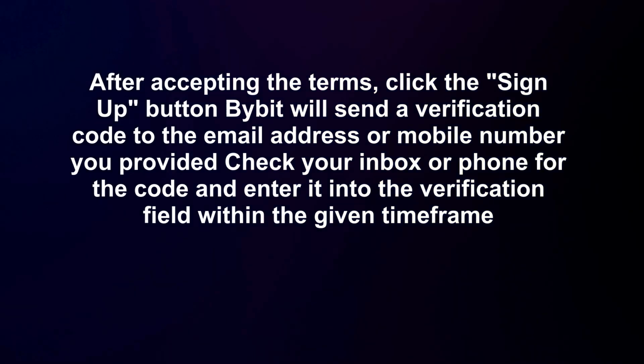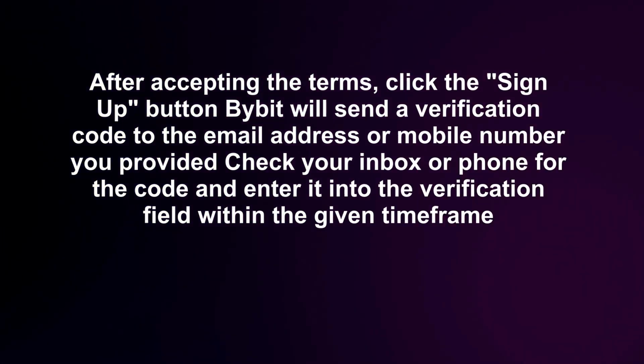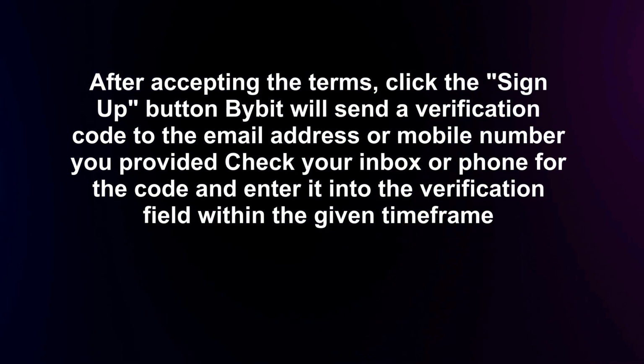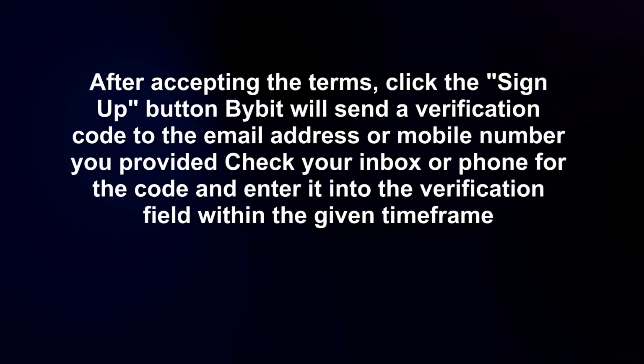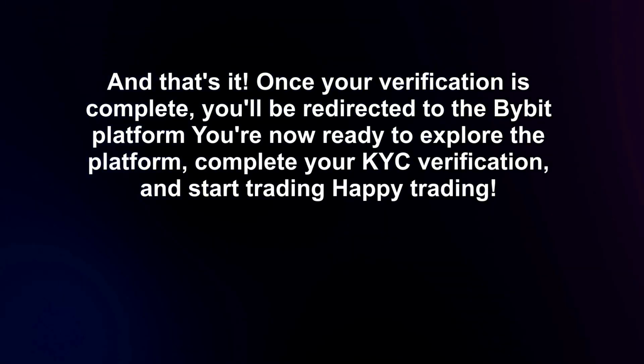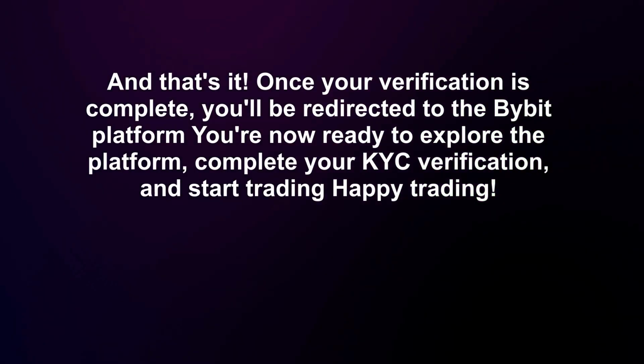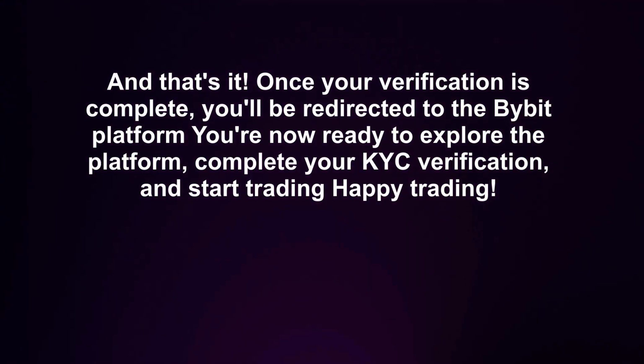Bybit will send a verification code to the email address or mobile number you provided. Check your inbox or phone for the code and enter it into the verification field within the given time frame. And that's it. Once your verification is complete, you'll be redirected to the Bybit platform. You're now ready to explore the platform, complete your KYC verification, and start trading.